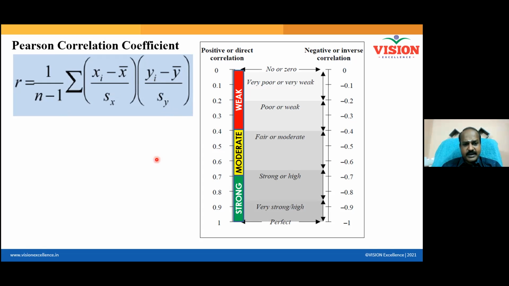Your R can vary between +1 and -1. It can be 0 to +1, or it can be 0 to -1. 0 to +1 is called positive correlation or direct correlation. 0 to -1 is called negative correlation or inverse correlation. Within 0 to 1, 0 to 0.4 is called weak correlation. 0.4 to 0.7 is called moderate correlation. 0.7 to 1 is called strong correlation. Do all of you understand?